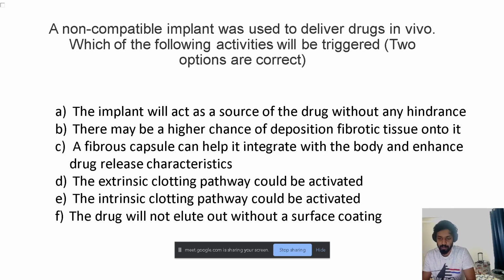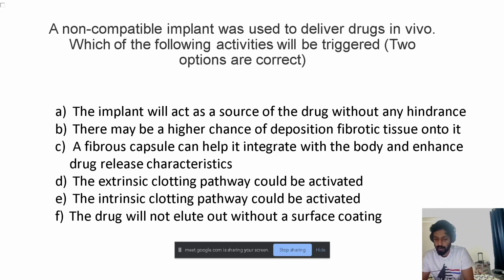This fibrotic tissue deposition happens especially in cases of non-compatible implants which have not been surface modified. They get recognized by the immune system, and then there's this fibrotic tissue, tissue that's undergone fibrosis, that gets deposited on there. Since it's non-compatible, there'll be a higher chance of this deposition occurring. Seems like a correct option, but let's go ahead.